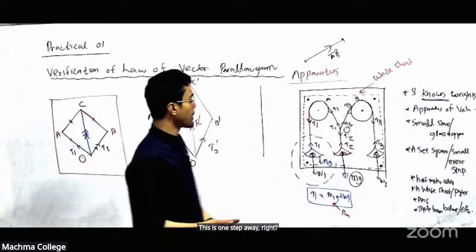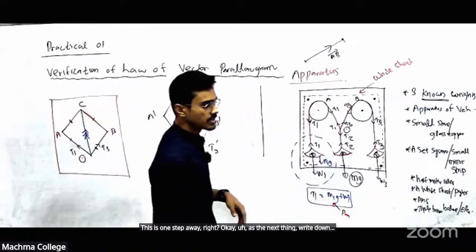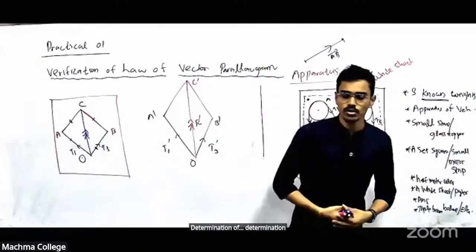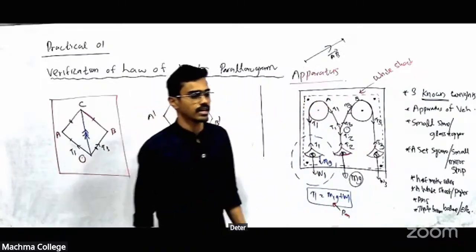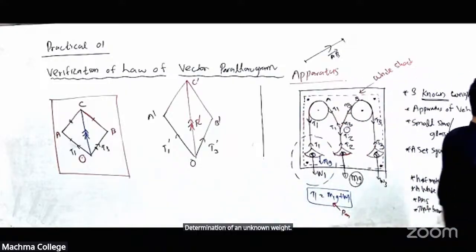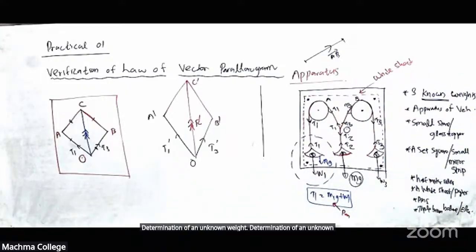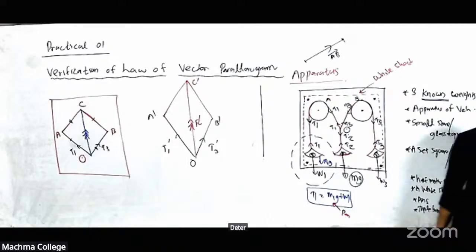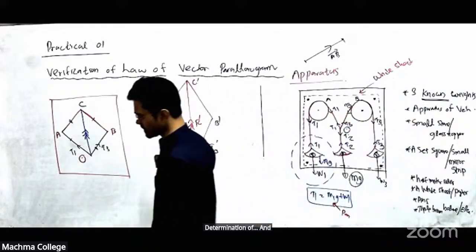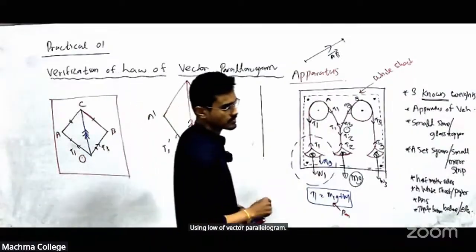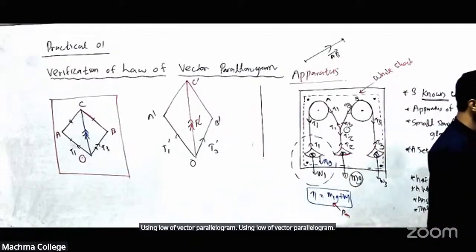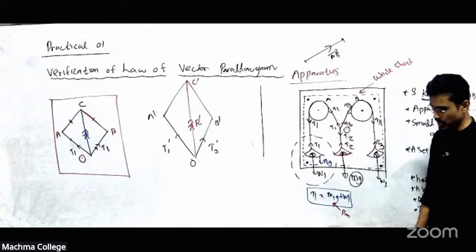As the next thing, write down: determination of an unknown weight using law of vector parallelogram.